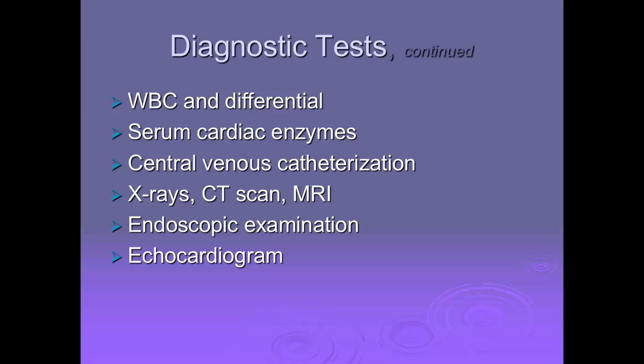Your serum cardiac enzymes are elevated in cardiogenic shock. Your central venous catheterization is to aid in the differential diagnosis of shock, and it does provide information about the preload of the heart. So other diagnostic tests that can be done to determine the extent of the injury or damage or to locate a site of internal hemorrhage could be an endoscopic exam or an echocardiogram.